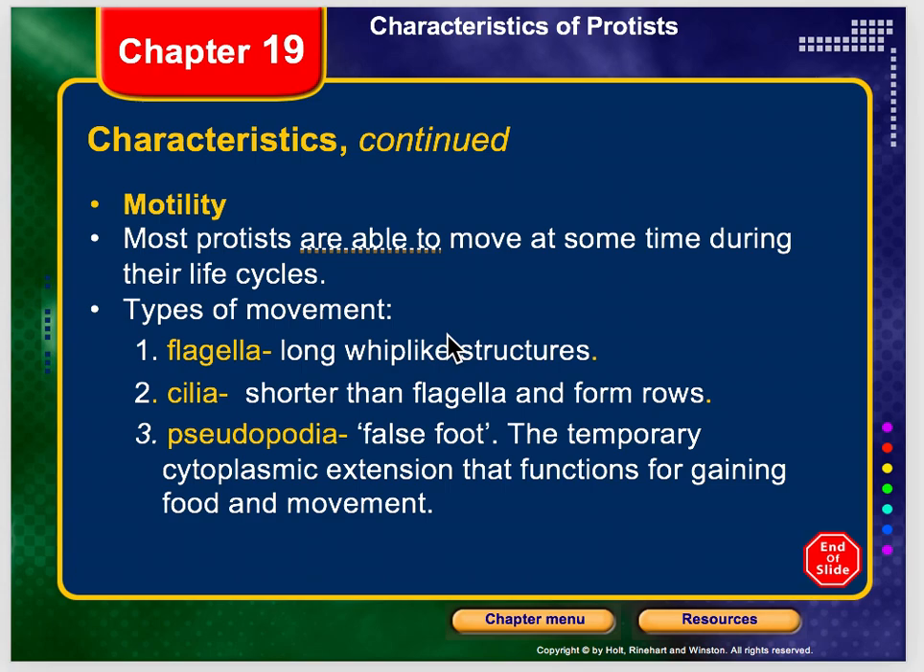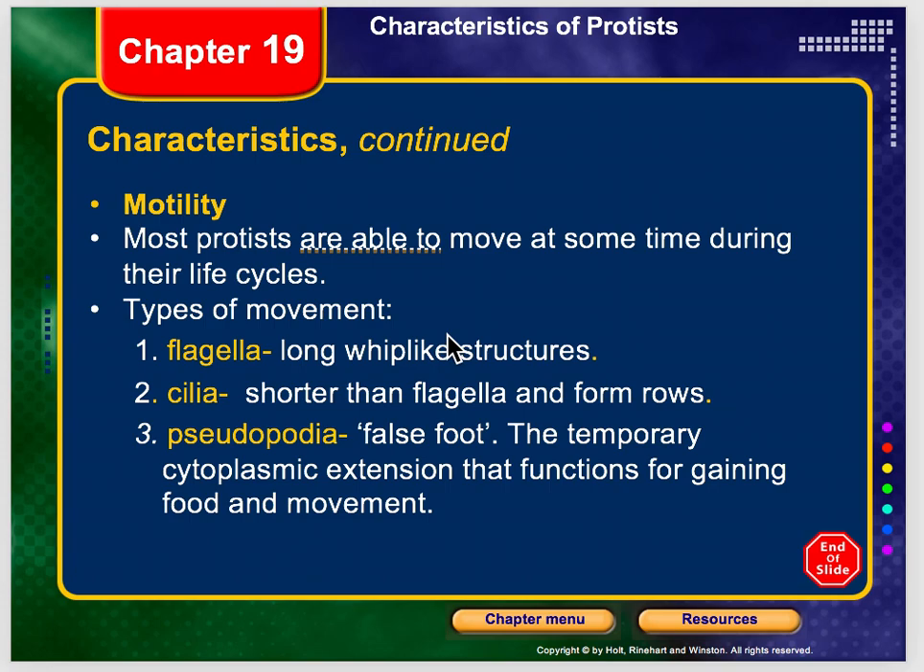Now, the type of movement is either going to be flagella, cilia, or pseudopodia. So let's take these one at a time. Flagella, we've been used to this. We know that bacteria actually move by means of flagella. So there's going to be less than 10 altogether. And they're the very long whip-like structures. They're made of protein, and they act very much like a bullwhip. So as they whip their flagella, they're capable of moving either in a forward or backward direction.